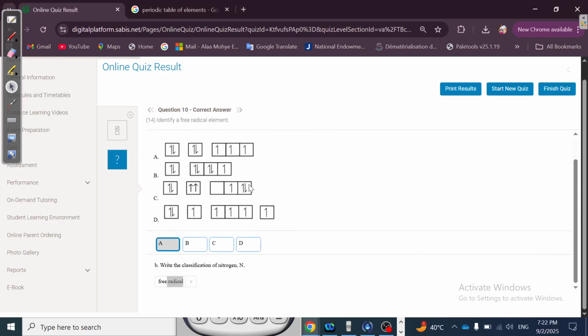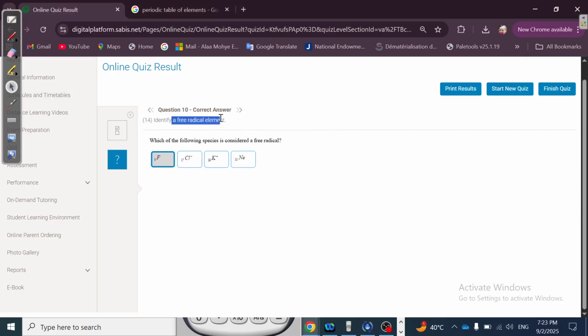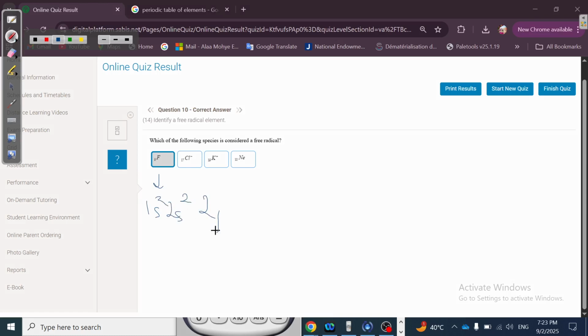Moving on. Identify a free radical element. How to identify a free radical element? You do the electron configuration, then you draw the boxes. So for fluorine, it's 1s2, 2s2, and then 2p, how much? 2p5.